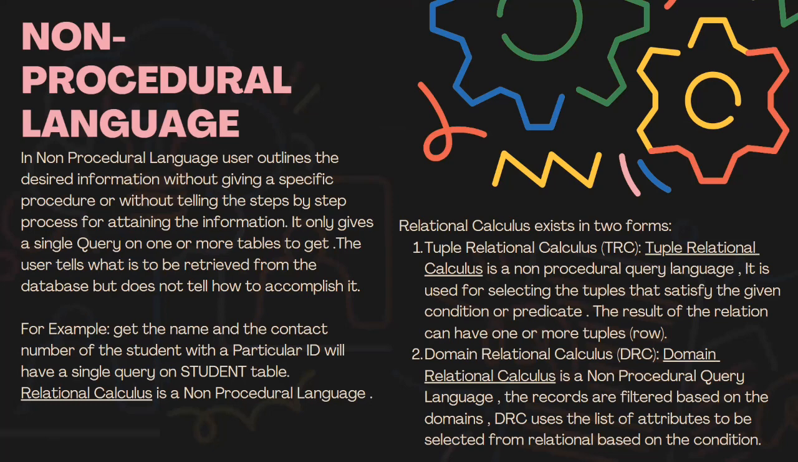Relational calculus also exists in 2 forms. That is, tuple relational calculus, or TRC, is a non-procedural query language. It is used for selecting the tuples that satisfy the given condition or predicate. The result of the relation can have one or more tuples, or rows. Number 2 is the domain relational calculus. Domain relational calculus is a non-procedural query language. The records are filtered based on the domains. DRC uses the list of attributes to be selected from relations based on the condition.